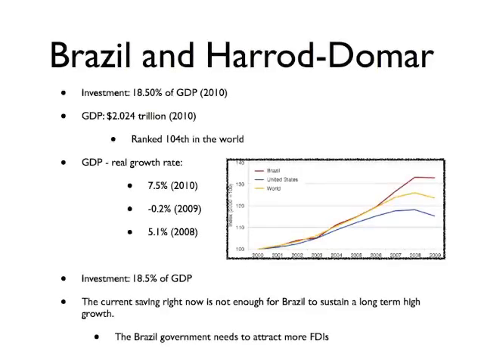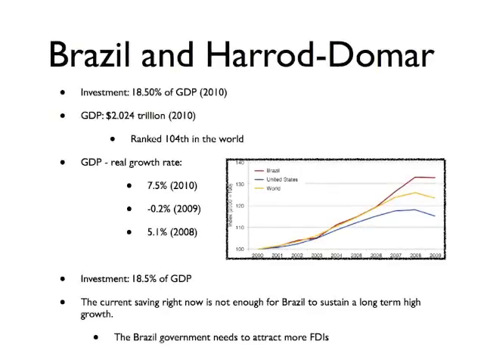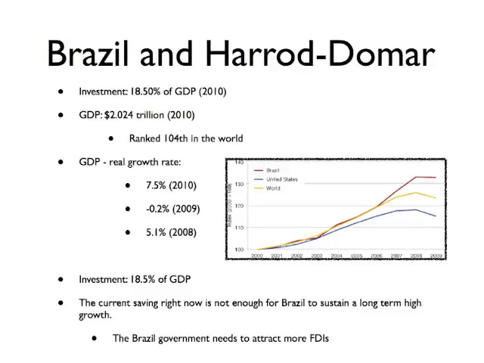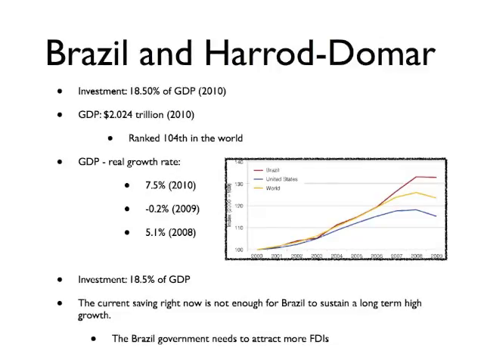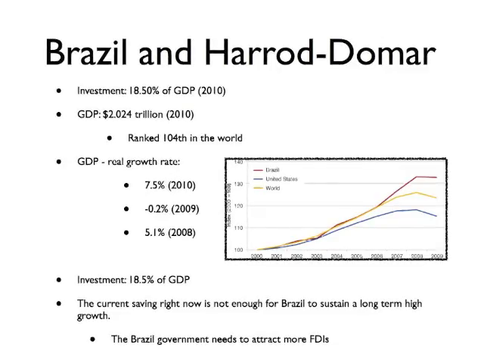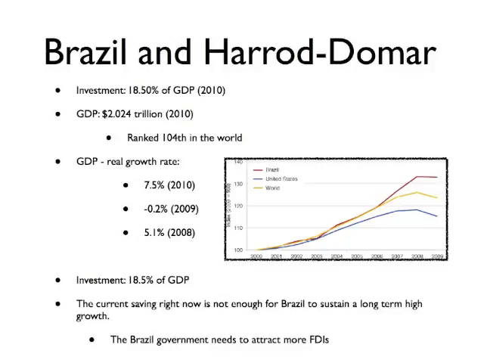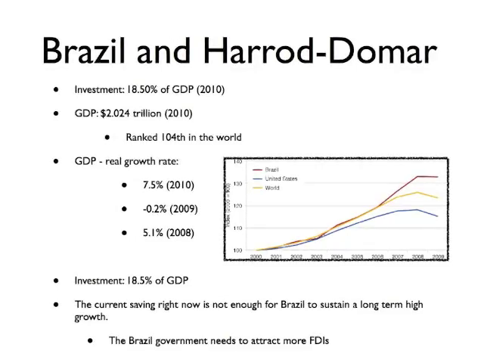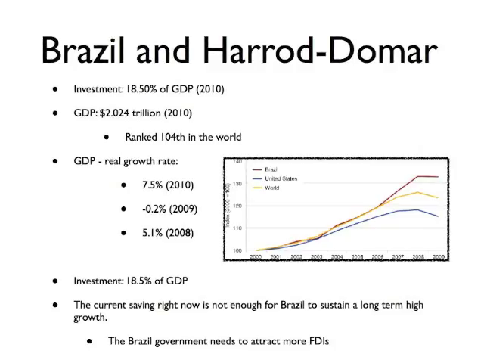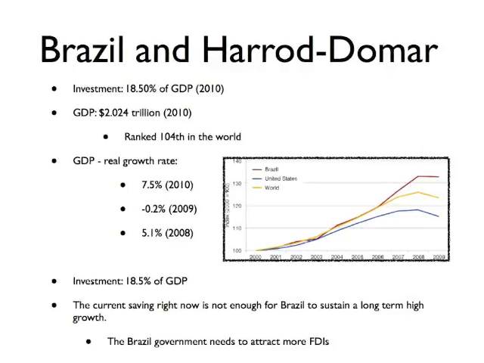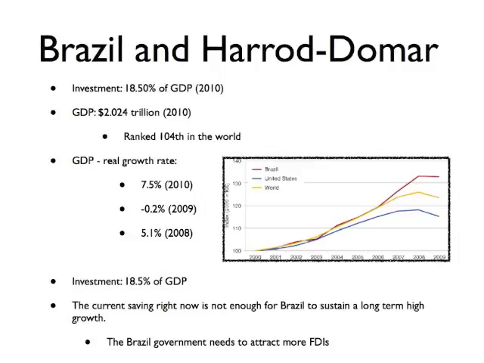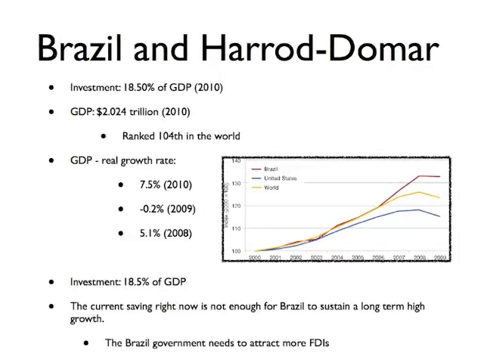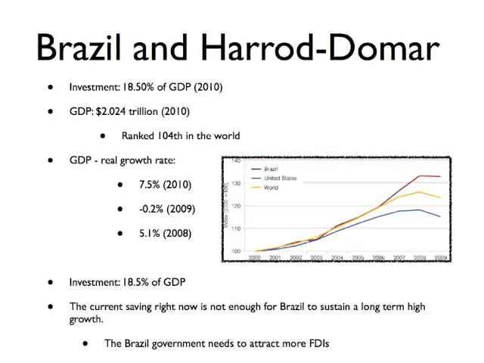Brazil had an investment of 18.5% of their GDP in 2010. Their total GDP is 2.024 trillion US dollars in 2010 and is ranked 104th place in the world. The real growth rate was 7.5% in 2010, minus 0.2% in 2009 and 5.1% in 2008. Brazil right now has very little national savings, and therefore their growth is heavily dependent on FDIs. The US is the largest investor of Brazil.